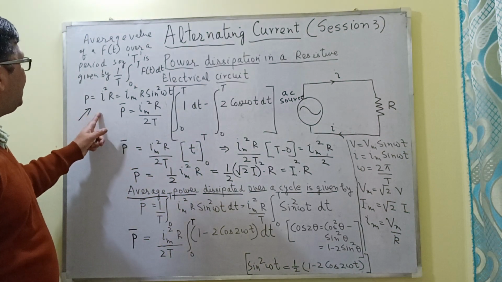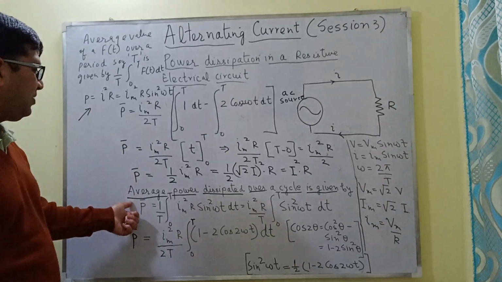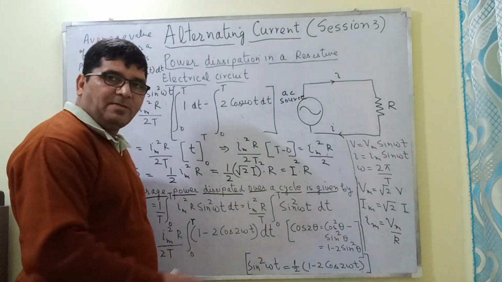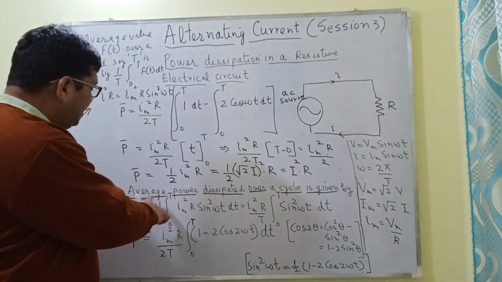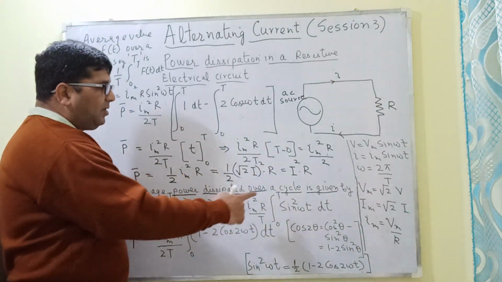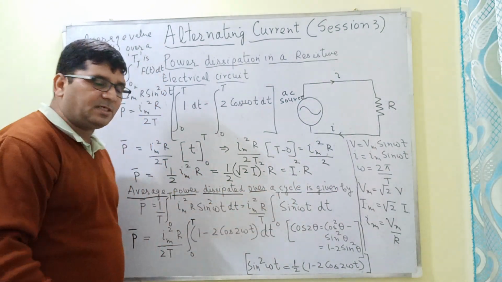So the first thing was the instantaneous power which we have calculated, and the second thing was the average power which we have calculated over a time period. Means we have calculated the average power which is dissipated over one complete cycle, and this was equal to I square R, where I is the RMS value of the current.